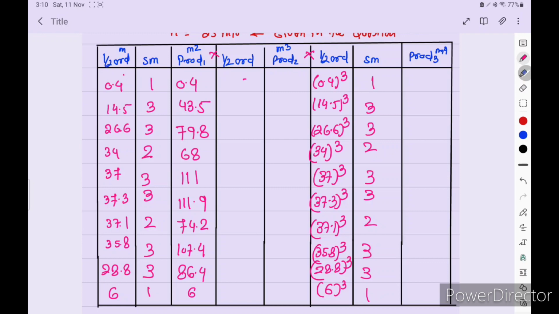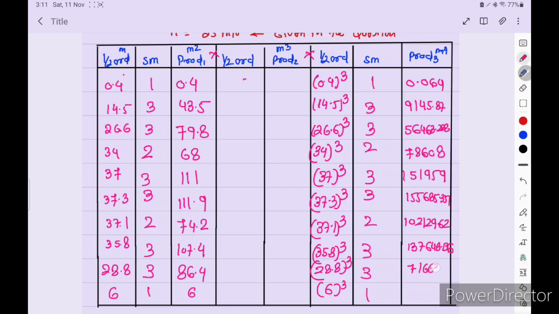Now multiply these two and we get the values 0.064, 9145.87, 5646.288, 78608, 151959, 155685.351, 102129.62, 137648.136, 71663.616 and 216.